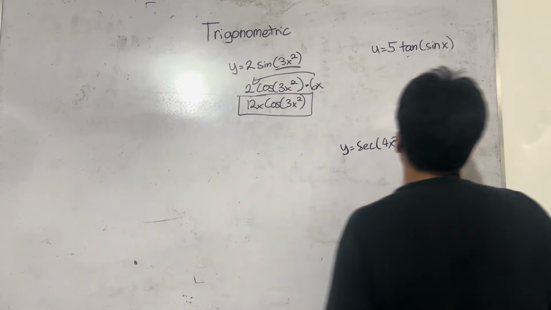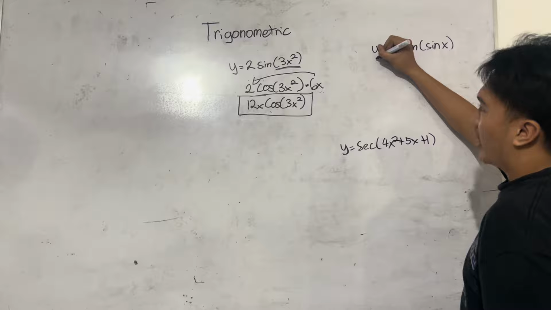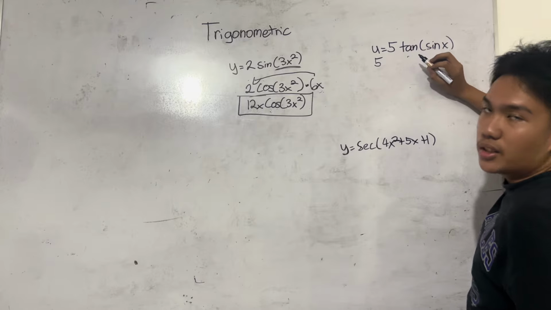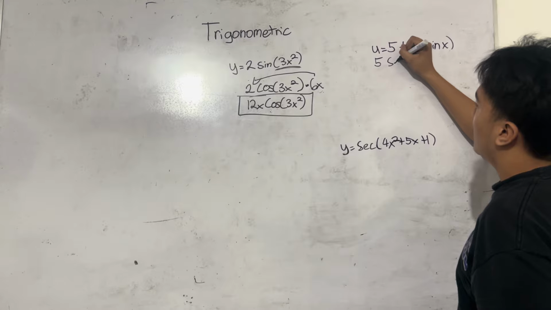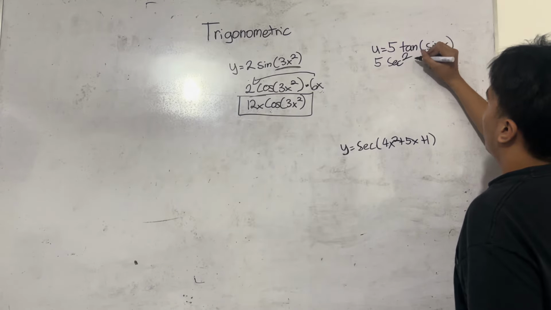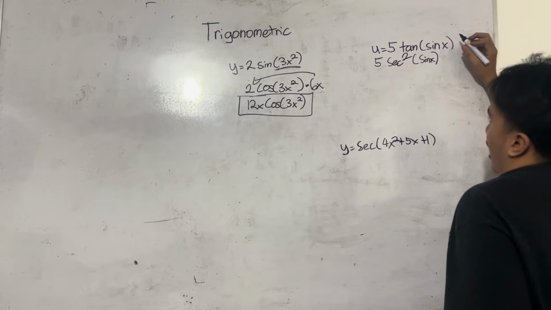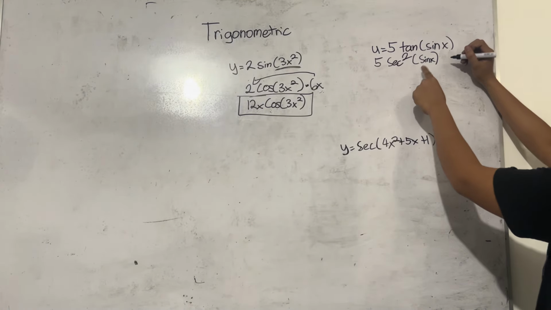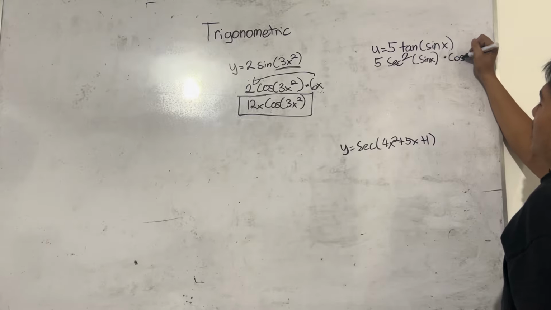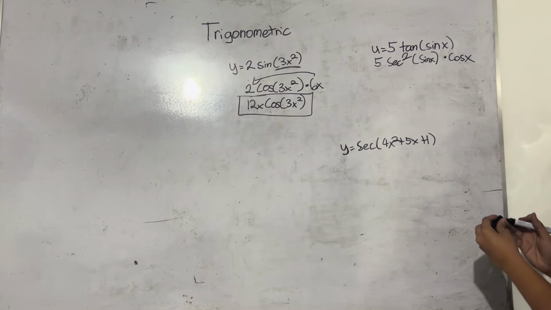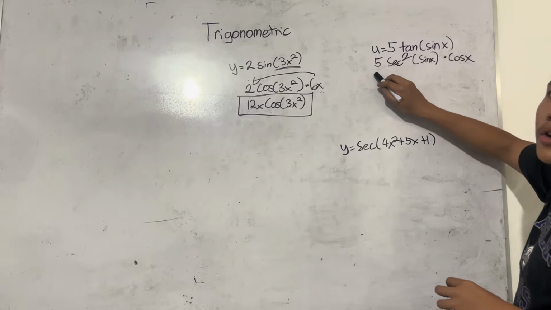Now, let's move on to the next one, which is 5 tan sine x. Again, let's bring down the 5. The derivative of tan is secant squared. And bring the sine x down as well. Now that we got this, we need to find the derivative of sine x, which gives us cos x.